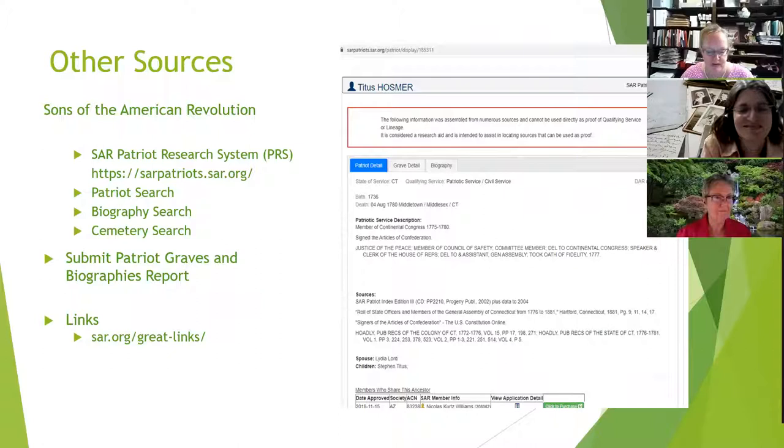And then there's the Sons. We had the Daughters, now we have the Sons of the American Revolution. They also have a research system that you can get into and search under, and there are some things that you could contribute to if you find one of your ancestors on there: information about their grave, the grave detail, and then maybe a biography about them if you have some family information or some stuff that you've researched that will flesh out this picture of the patriot on their site. They also have a section there for links. The sar.org site has some great links on it. There you go. All right, Alisa.